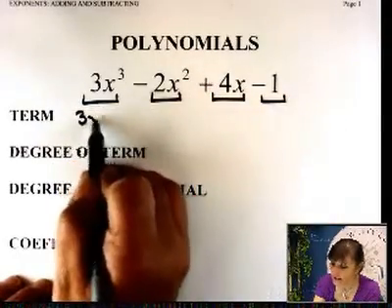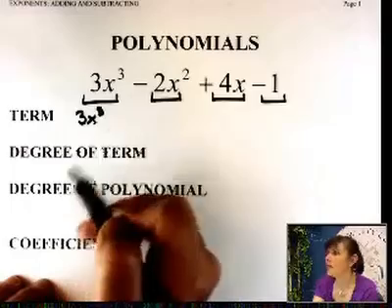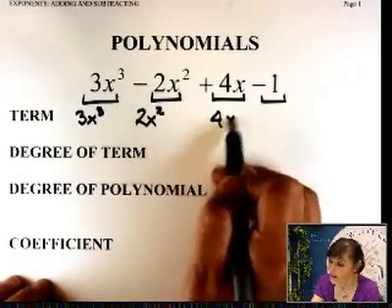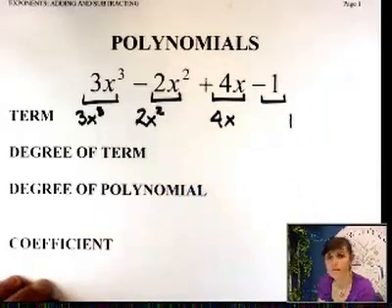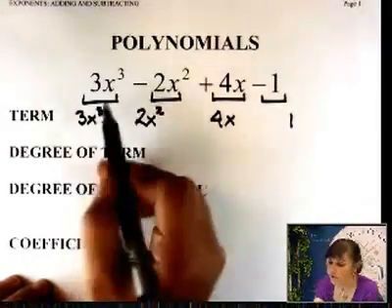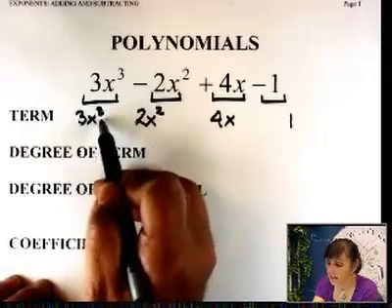So a term is 3x cubed. It can be multiplication things. Another term may be 2x squared. Another term may be 4x. And it may be just a number. These are terms. Degree of a term, you go to your term and you look at the exponent.